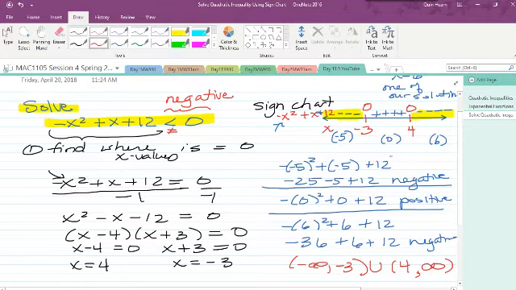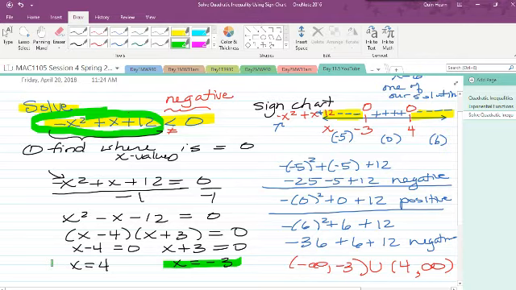This method, the sign chart method, is to avoid having to graph, but I do want to point out that if you imagine the graph of this as a function, f of x equals negative x squared plus x plus 12, it has a negative leading coefficient, which means it opens downward. And these would be its x-intercepts.